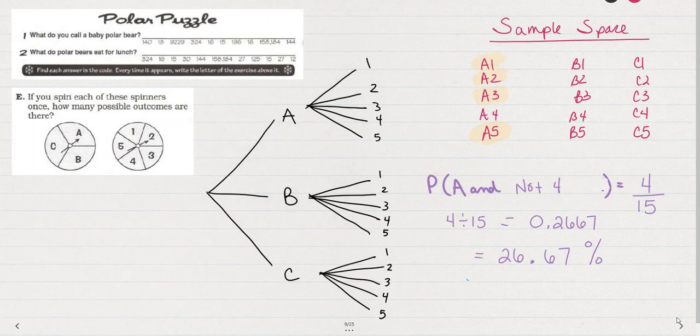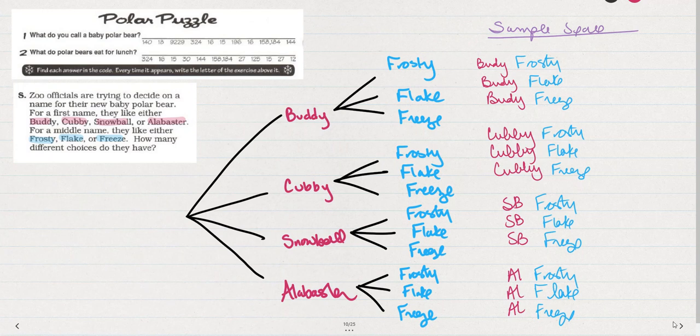We could answer another probability question. What's the probability of getting an outcome that has an A and not a 4? It looks like there's 1, 2, 3, 4 of those out of the total 15. 4 divided by 15 is 0.26 repeating. If I round to 4 decimal places, because the next digit after that was a 6, we round up to 7. So we get 0.2667. And then if I multiply by 100, I get 26.67%, or 26 and 67 hundredths percent.